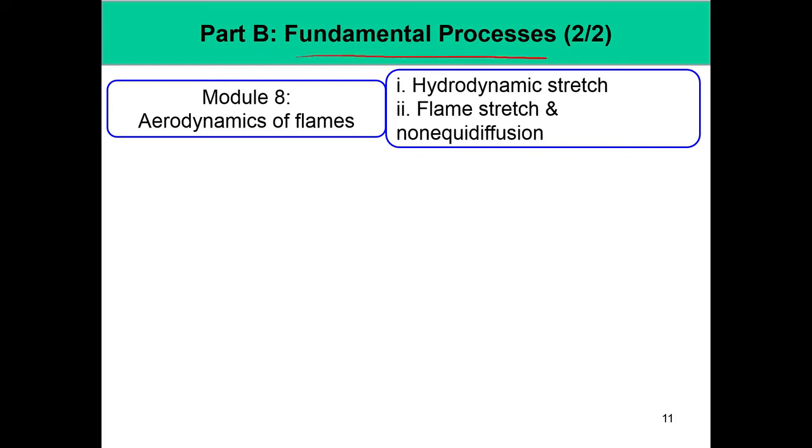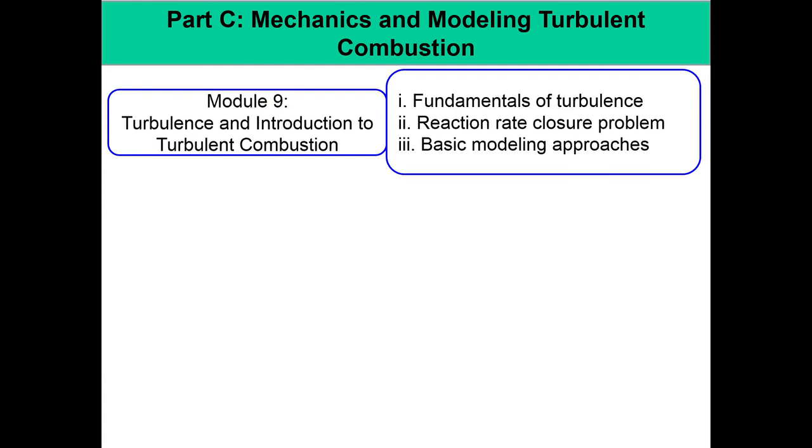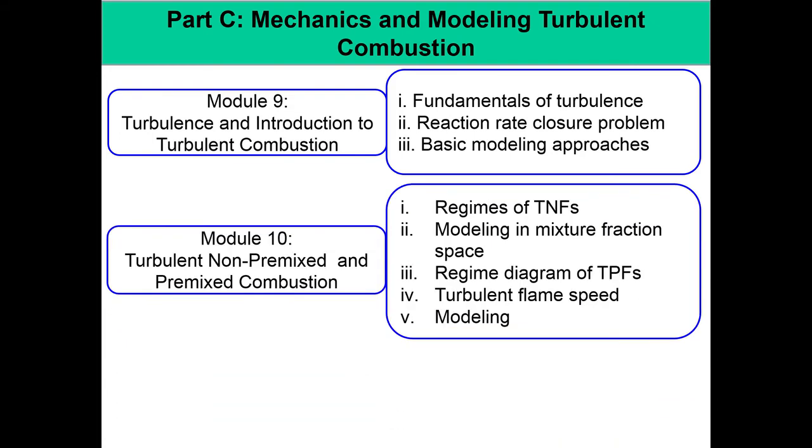Now, after we have understood these things, we will be in a situation to go to the mechanics and modeling of turbulent combustion, and these parts will go into turbulence. So, we will look into what is turbulence, what are the fundamental processes in turbulence, and the reaction rate closure problem and basic modeling approaches. So, these will cover turbulence and turbulent combustion, and then we will cover turbulent non-premix and premix combustion, different kinds of flames, turbulent non-premix flames, turbulent premix flames, turbulent flame speed and modeling.